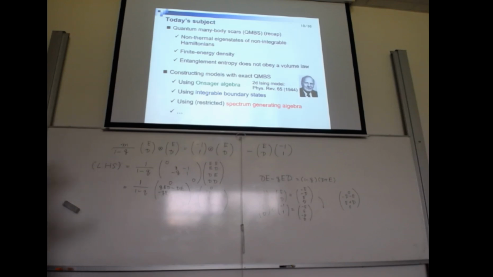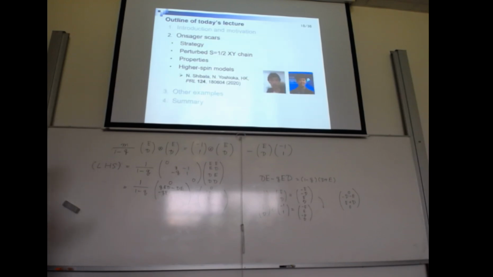Okay, so let's move on to the first example. This story is based on the collaboration with my former students, Naoki Shibata and Yoshioka-san. I will first introduce my strategy, and then I will demonstrate how it works for the perturbed S equals 1/2 XY chain, which is an integrable model. So you can perturb an integrable model a little bit and then construct a scarred model. And then I will discuss the properties of the model.